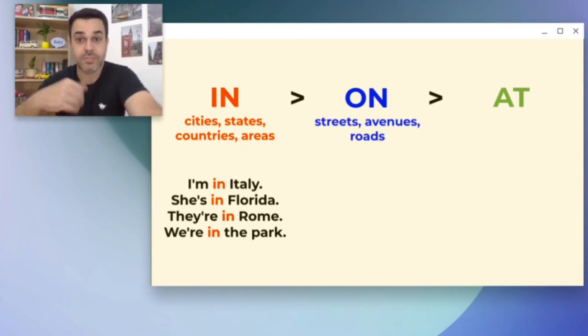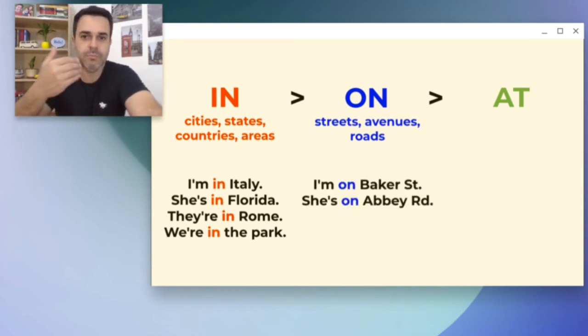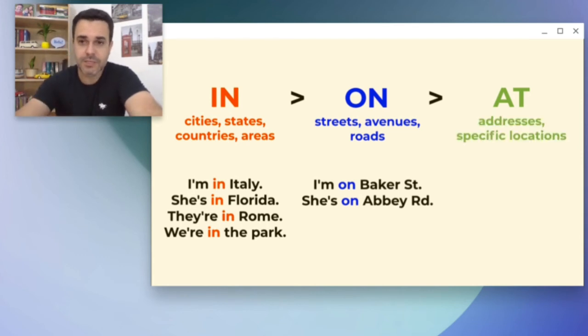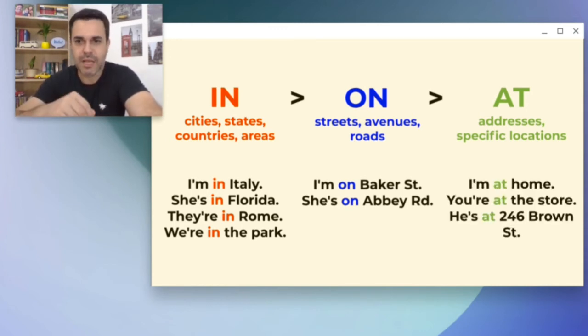Use on for streets, avenues, and roads. Like here, I'm on Baker Street, she's on Abbey Road. And finally, use at for addresses and specific locations. Examples: I'm at home, you're at the store, he's at 246 Brown Street.